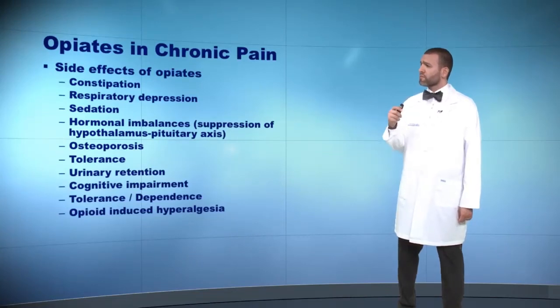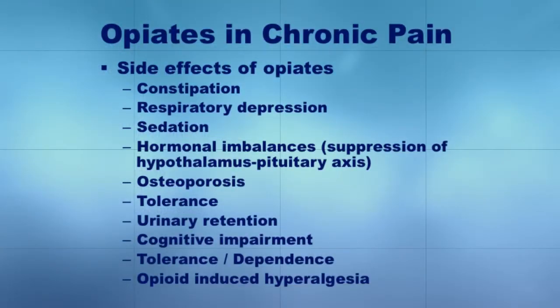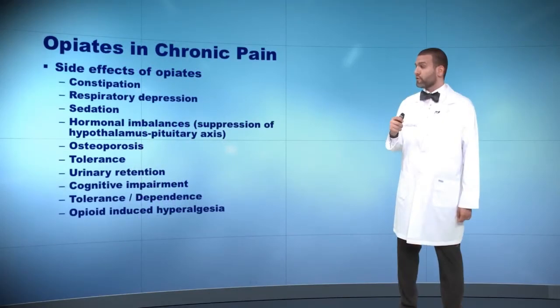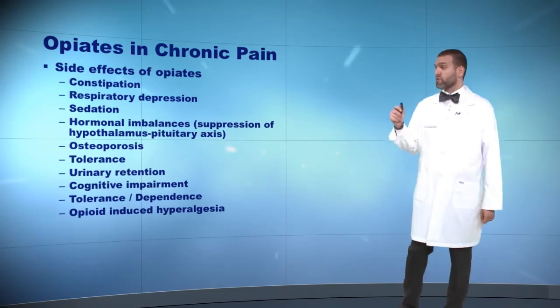Side effects: constipation, respiratory depression, sedation, and we'll talk about the ones that we mainly see with chronic use. Hormonal imbalance, like suppression of the hypothalamic-pituitary axis. People might have lower levels of testosterone, for instance, in males. Osteoporosis, tolerance, urinary retention, cognitive impairment, dependence and addiction, and opioid-induced hyperalgesia, which is a very interesting phenomenon.